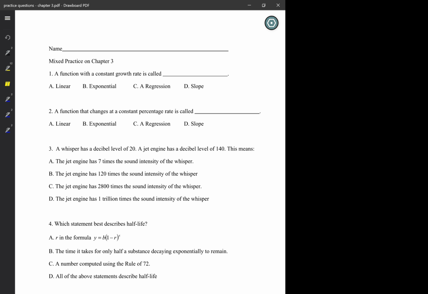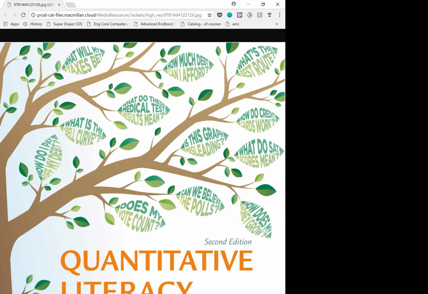Okay, so this is for chapter 3 from the quantitative literacy book, basically math for the modern world, and I will try to break down every single problem as much as I can, so that you guys can understand what's going on.